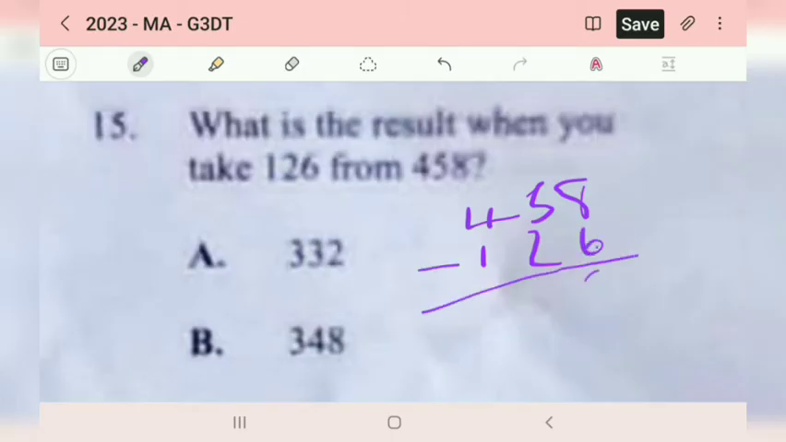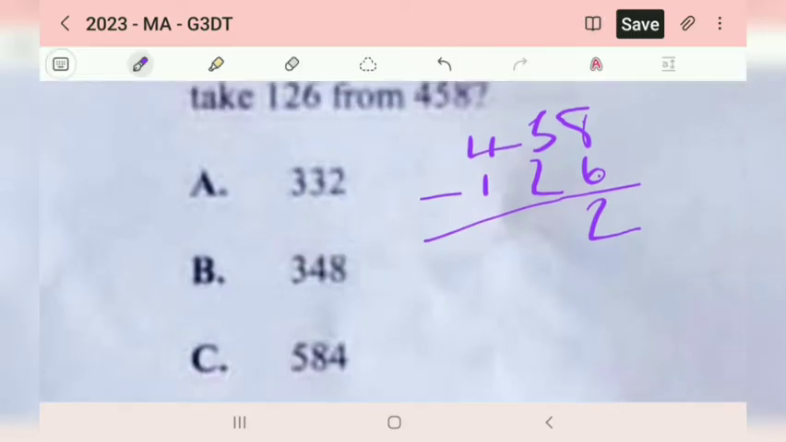This one is for the boys. All the boys who are already 9 years old, read this one for me. Are you 9? What is the result when you take 126 from 458? So let's look at 458 minus 126. Take away sign. 6 from 8, you're left with 2. Let's see if we have any answer ending in 2. Only 1, so we know we can grab it and run. That's at A. No need to finish working out the item.